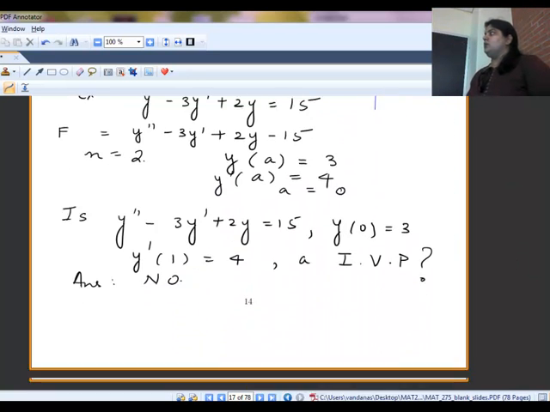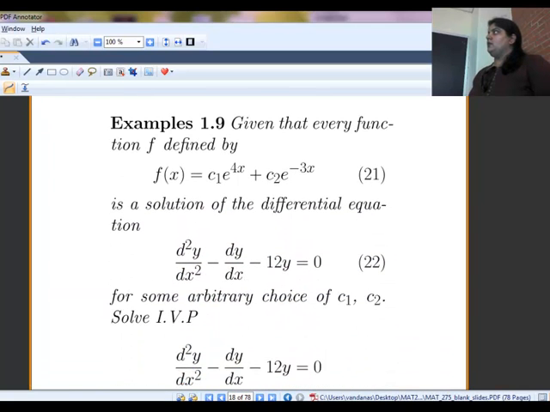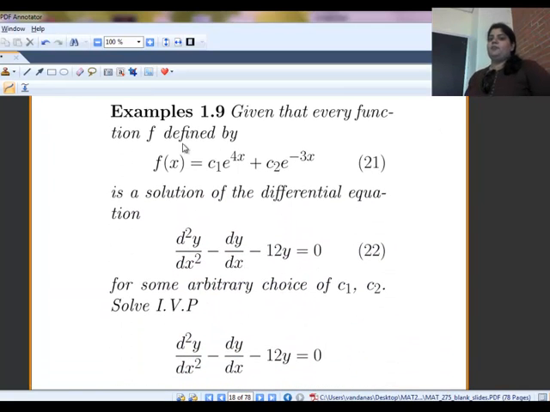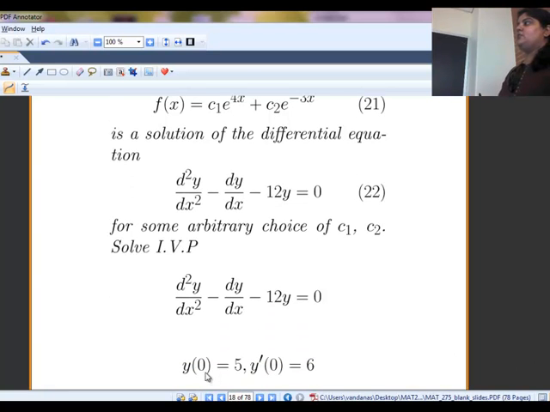So this is an initial value problem. Okay, so now given that every function f which looks like this is a solution of this differential equation, it is given to you that C1 and C2 being any arbitrary constants, this is a solution of this differential equation. This is given. You have to find these arbitrary constants C1 and C2 by imposing extra conditions which are y at 0 is 5 and y prime at 0 is 6.